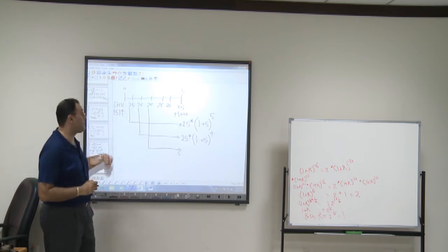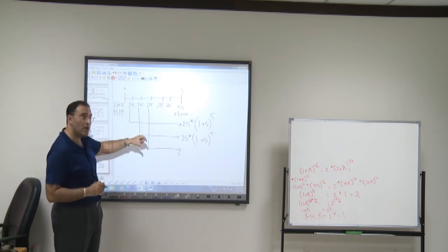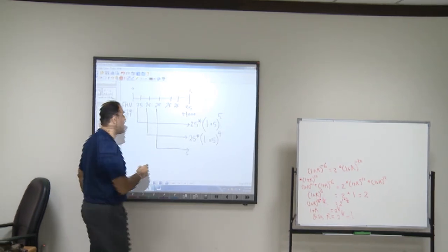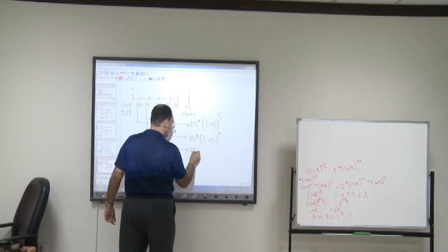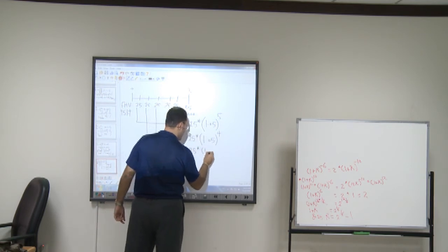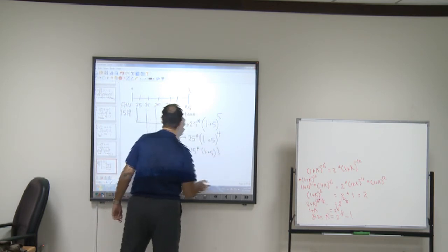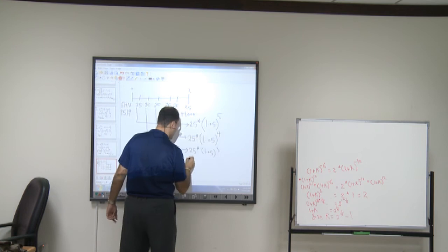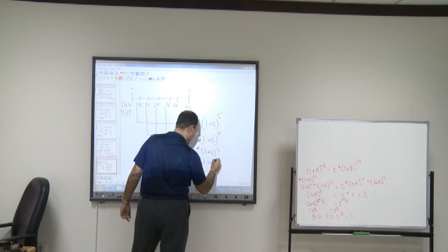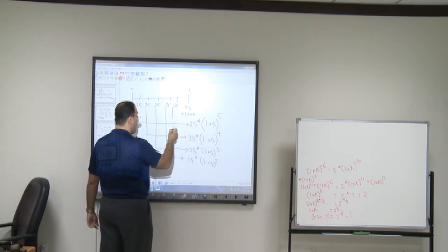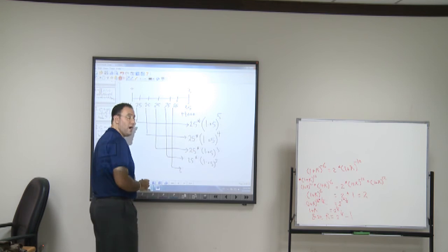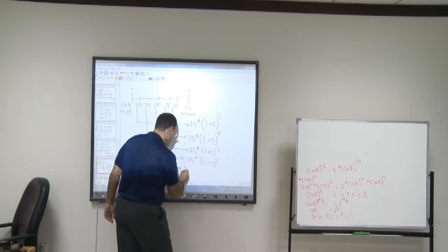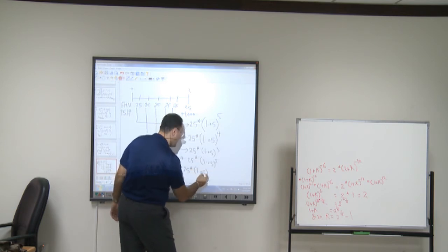You're going to be reinvesting it for how long? For 3 periods to come. So you're going to have 25 times 1.05 to the power of 3. What about that fourth coupon? The same deal. You're going to have 25 times 1.05 to the power of 2. What about the fifth coupon? 25 times 1.05 to the power of 1.